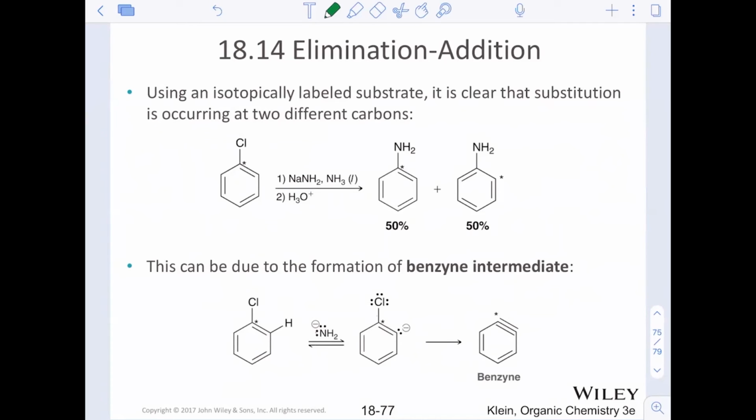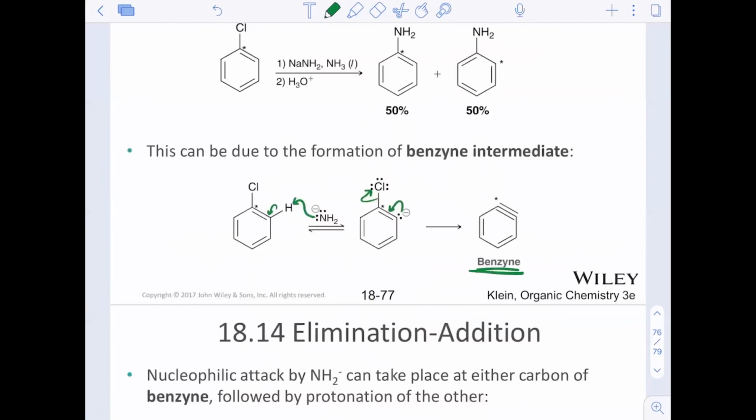With this reaction, it is hypothesized that we actually eliminate first. Amide doesn't add itself. It actually eliminates first to form a benzyne intermediate. Whew, triple bonded. Yeah, I know the triple bond looks weird, but it actually is viable. And that's how we can explain that benzyne intermediate.